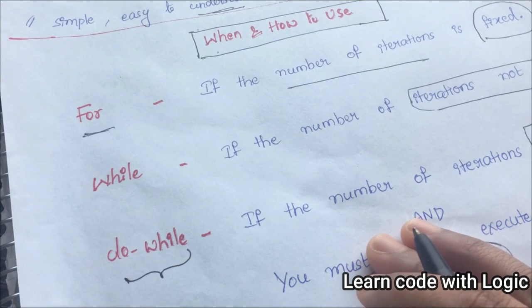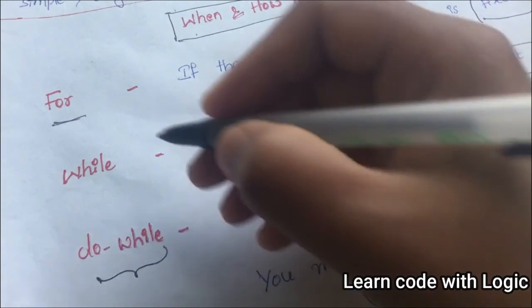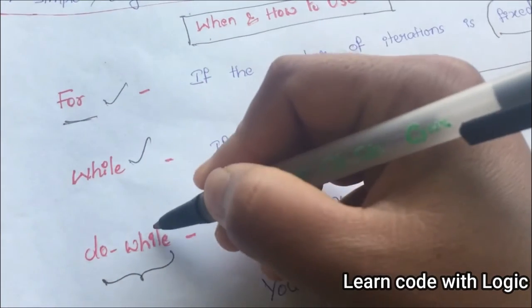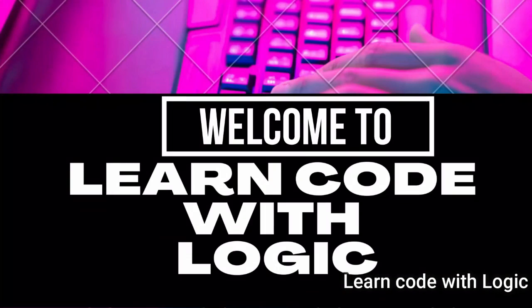This is the basic and key information about for, while and do while loop. We'll talk one by one and we will implement one by one coding in my next tutorials.